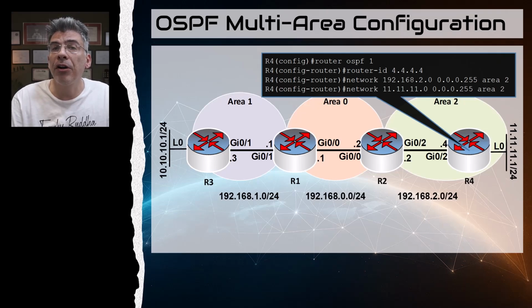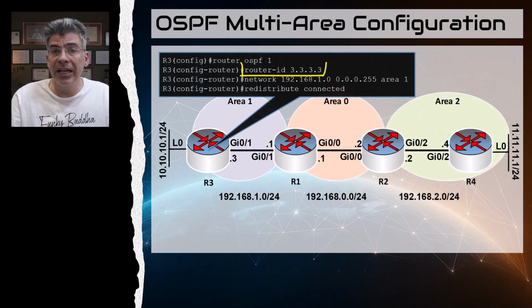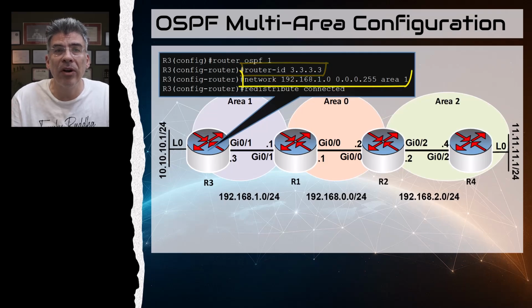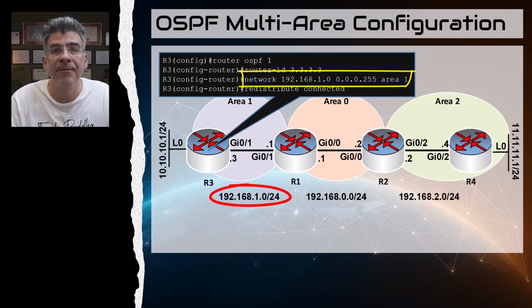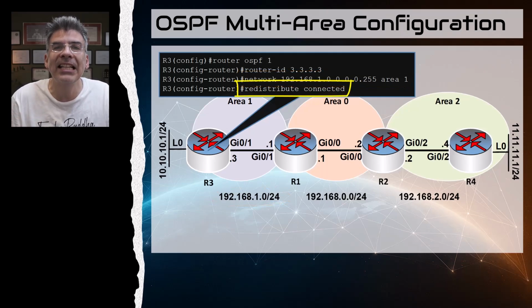Now let's configure R3 and see how that configuration differs from R4. The router ID is configured again, and this network is advertised using OSPF. And then we have something different. This redistribute connected command will take all connected networks that are not already being advertised into OSPF, and it redistributes them.